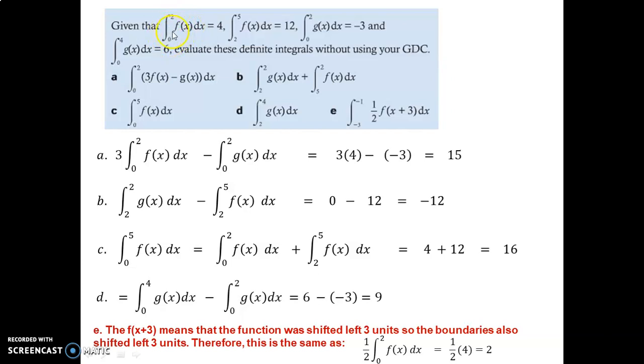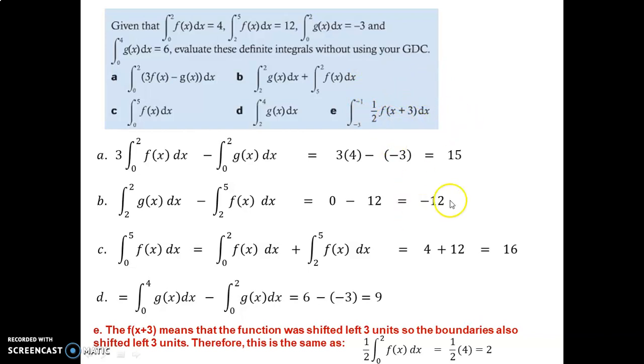That means the boundaries change also, right? You shift the whole area you're looking at, with the boundaries, 3 units to the left. So that 0 becomes negative 3, and that 2, shifting 3 to the left, becomes negative 1. And that's exactly what we're doing here. Half times this function is the same as half times the function we have here. So half times 4 is 2. That one's a little tougher, and there's a different variation of that we'll look at together in class that's even tougher, but let's just start on that one.